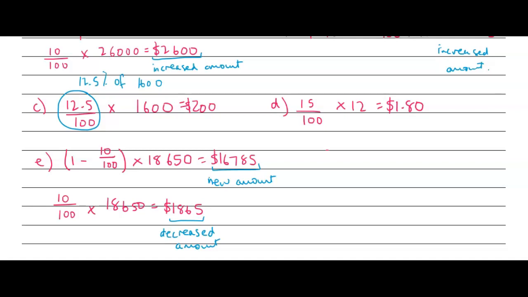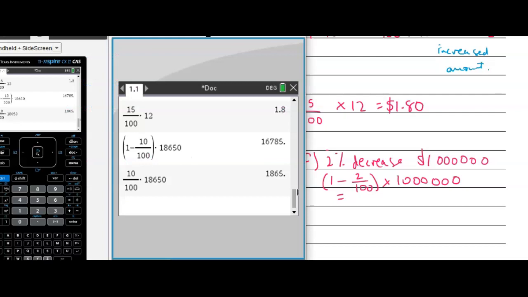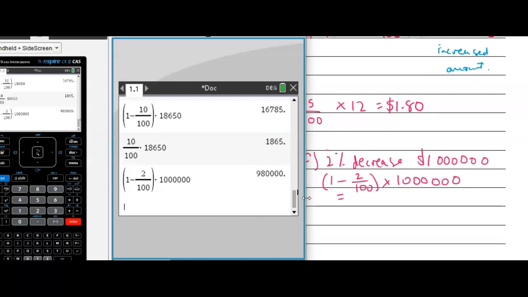All right, and let's just finish off with F. Okay, 2% decrease on 1 million. Yeah. Okay, so if you wanted to work out the new price, remember it's 1 minus your percentage rate over 100 times your original amount. Make sure I get all my zeros correct. Okay, put that into the calculator. So 1 minus 2 over 100 times a million. So we get 980,000.